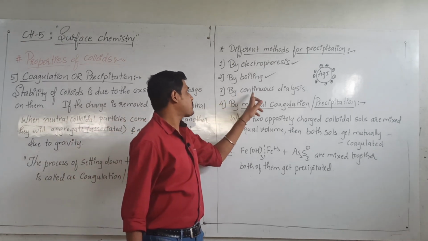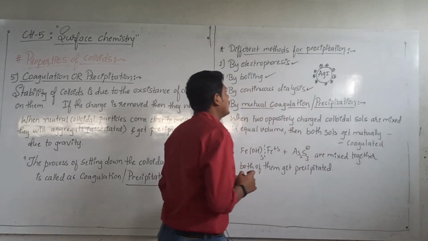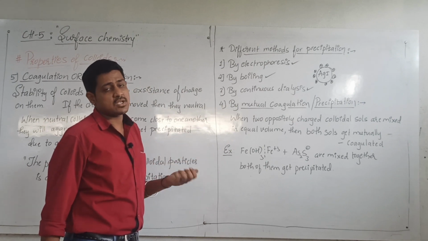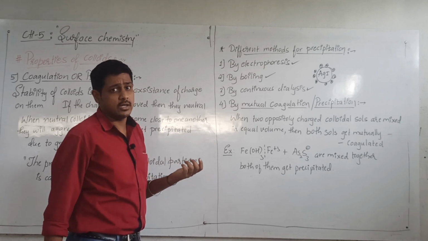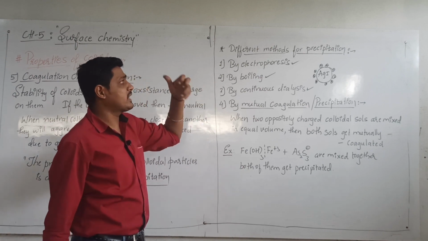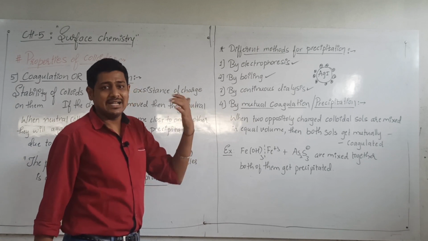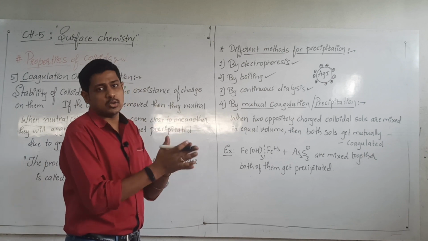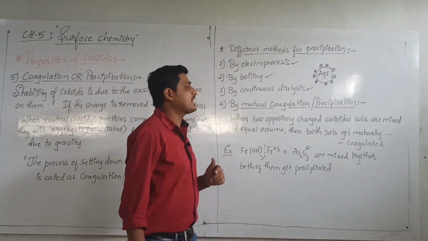Next, the third one is by continuous dialysis. Now we have studied dialysis also. What will happen in dialysis? Dialysis is one of the methods for the purification of colloidal particles. Now we have defined the meaning of purification of colloids. Whenever the colloidal solution is formed, some excess amount of electrolytes is present. So the removal of that excess amount, down to the required amount of electrolyte, is called purification of colloids. In that purification, dialysis is one method.